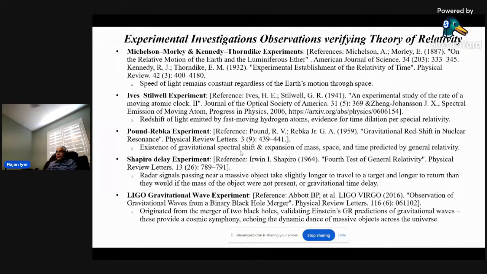So the gravitational redshift is seen in the study of stars, star systems, galaxies, as well as pulsars and different aspects, which show the gravitational redshift. And the black hole, of course, studies the biggest aspect that's going on. So the Shapiro delay experiment is called the fourth test of general relativity.